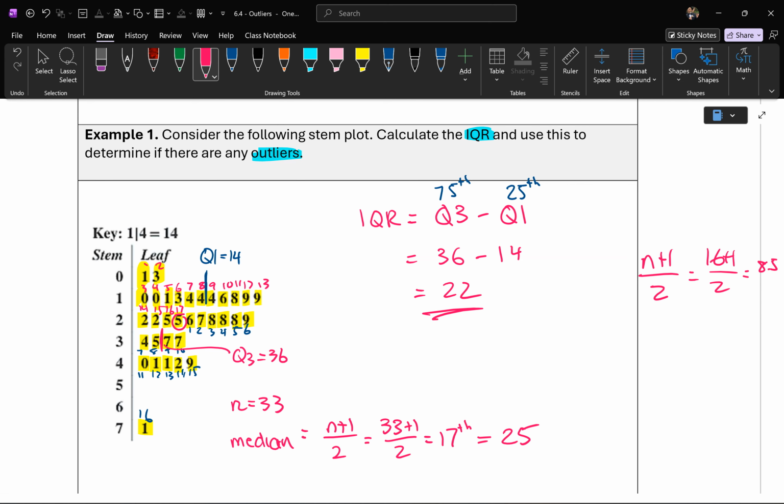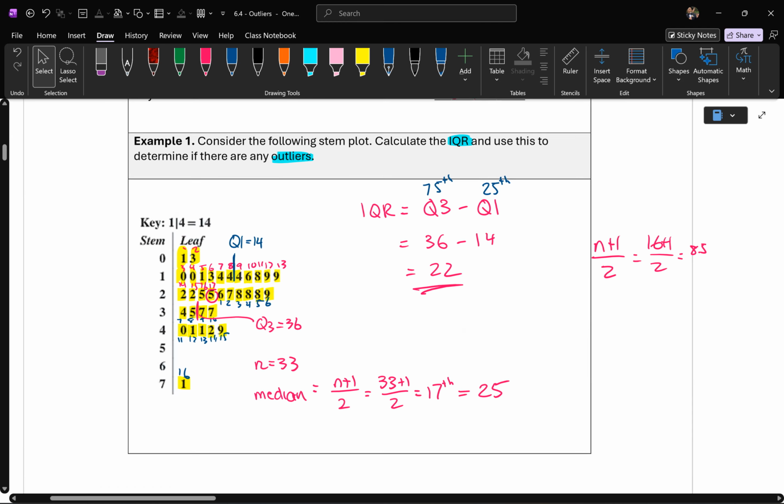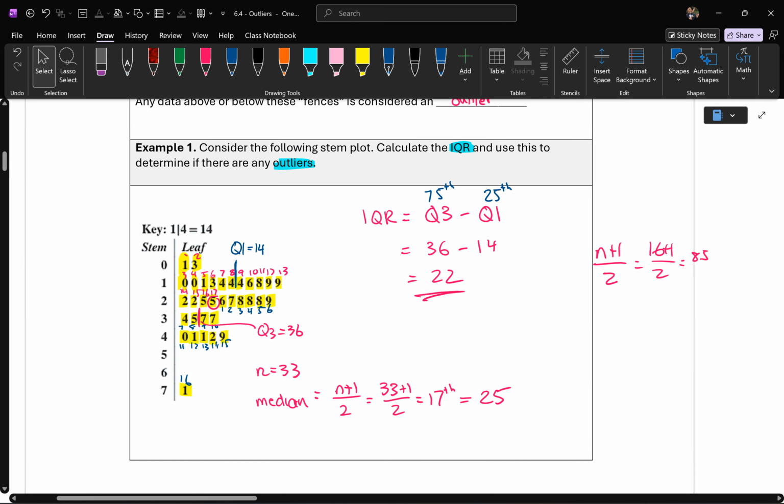IQR is 22. Your question, and this is the only part that you have to do as a calculation. Now you know IQR.